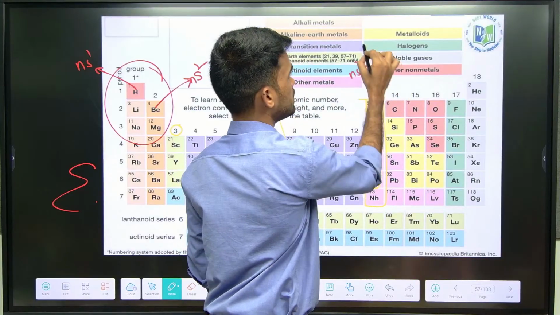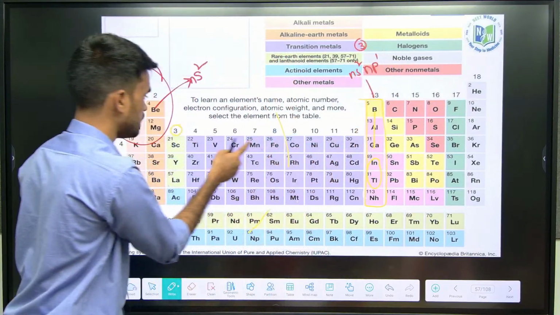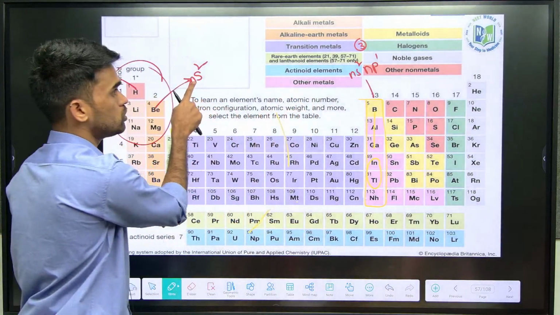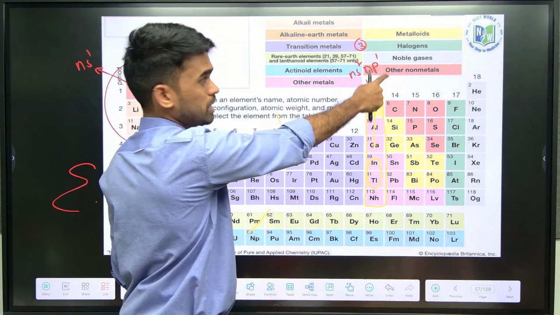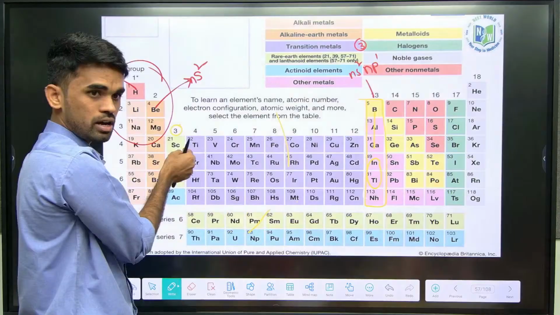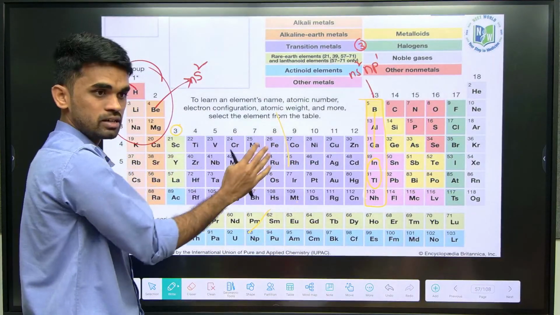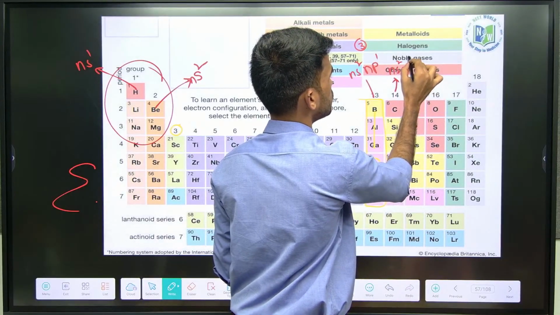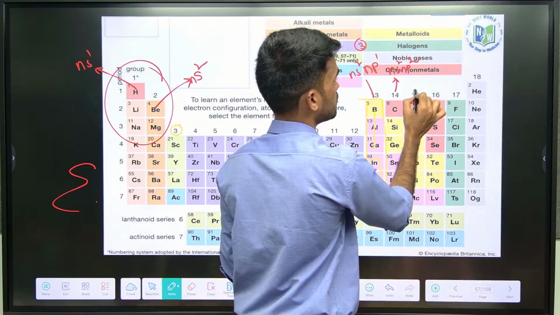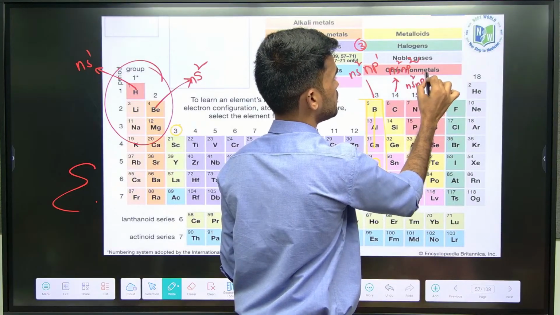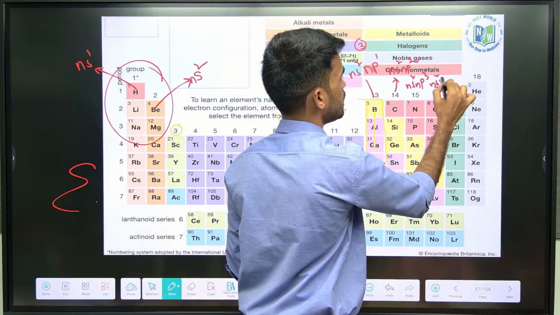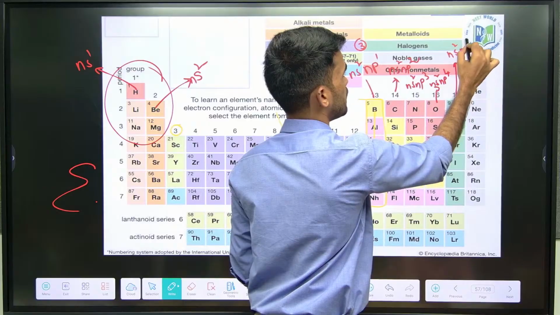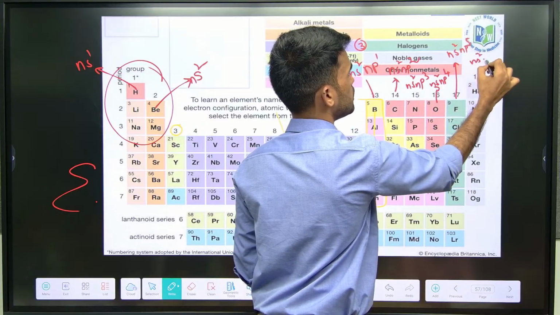Why is this 3? Because 10 groups are there in between, just count, it will be 10. So after 2 here you get 3, but it is the 13th group. Why? Because the 10 d block groups are there. Next, this one ns2 np2, this one ns2 np3, this one ns2 np4, next ns2 np5, and this one ns2 np6.